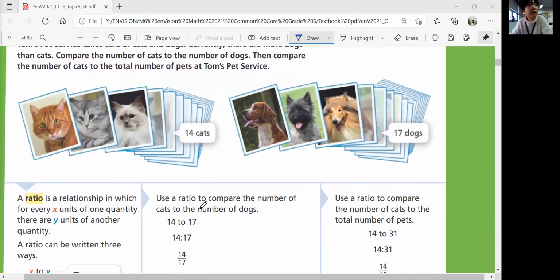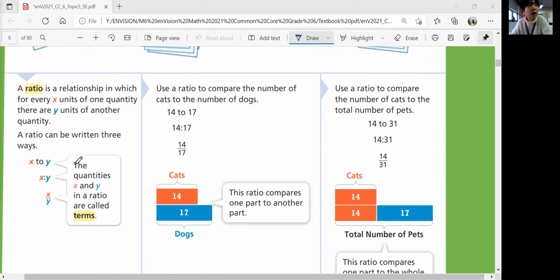So the ratio, again, is a relationship in which for every X units of one quantity, there are Y units of another quantity. A ratio can be written in 3 ways: X to Y, X dot dot Y, and X over Y. They are all the same ratio. So first, we're going to use a ratio to compare the number of cats to the number of dogs. 14 to 17, 14 dot dot 17, 14 over 17, they're all equivalent ratios.